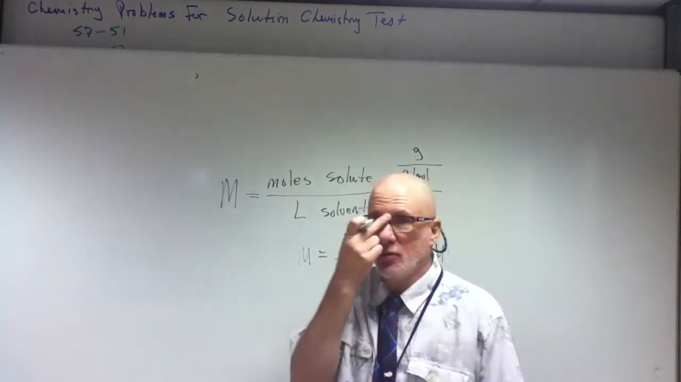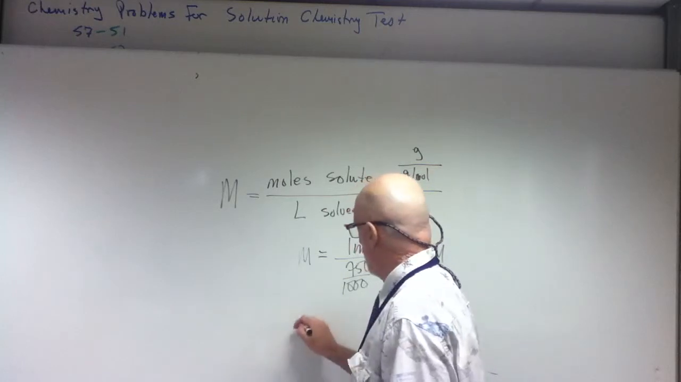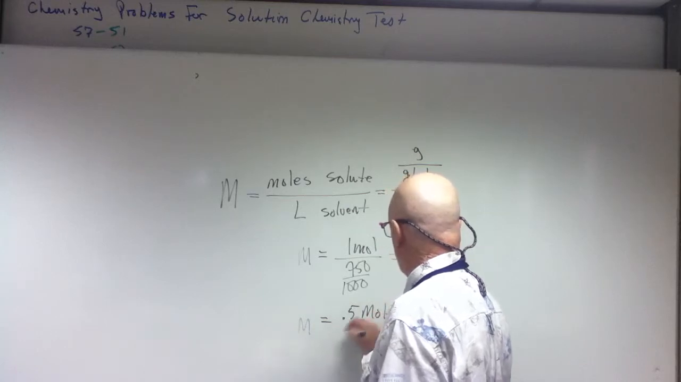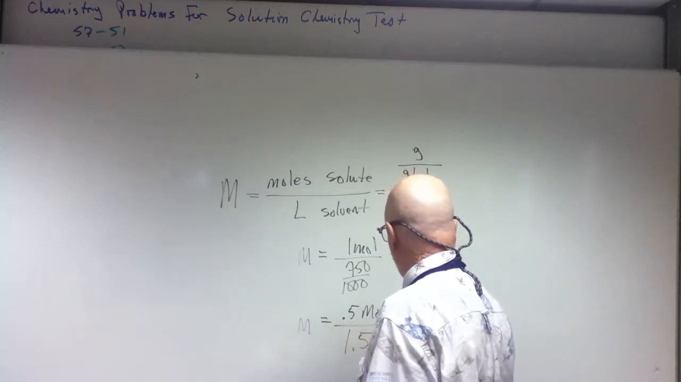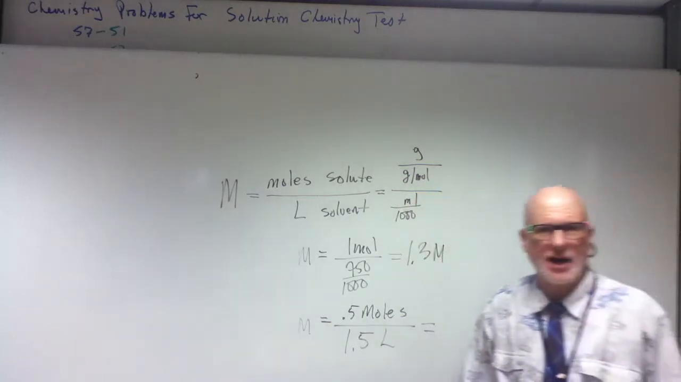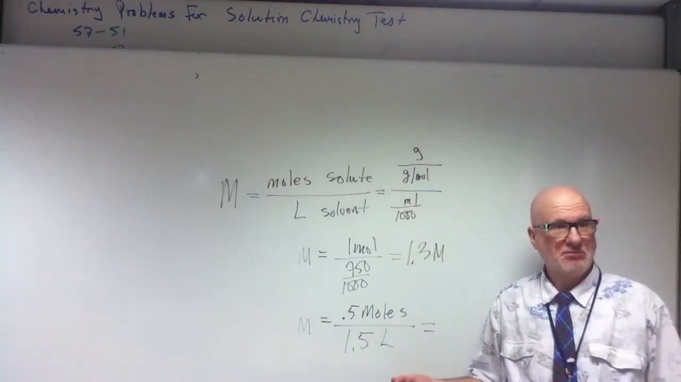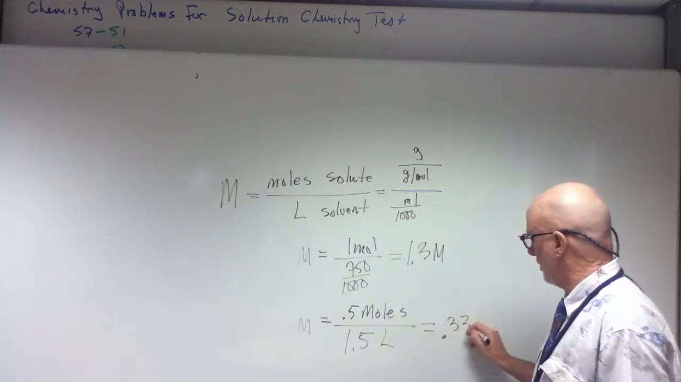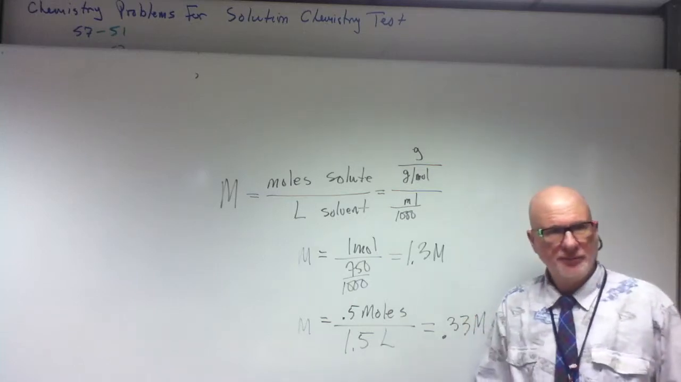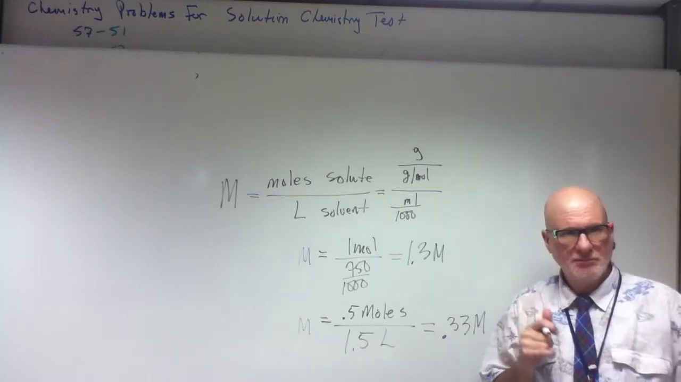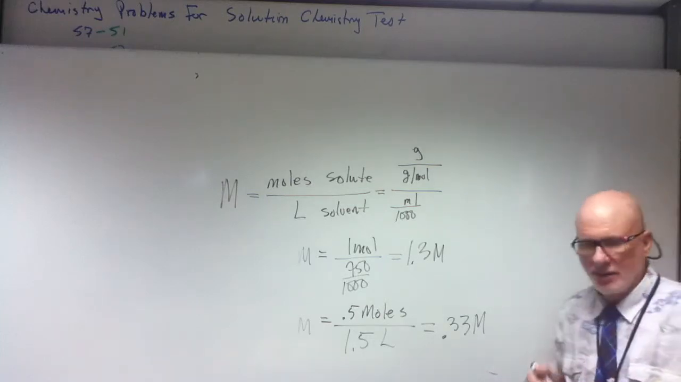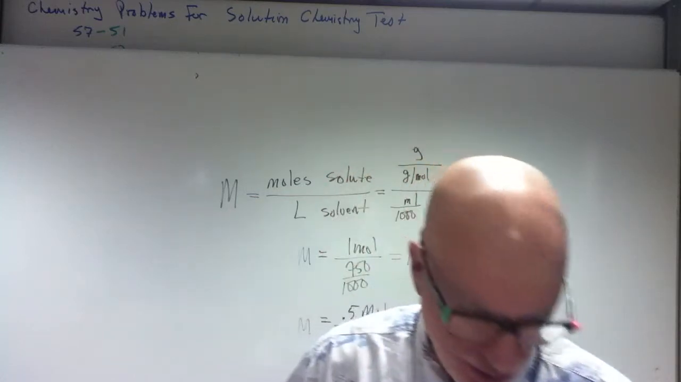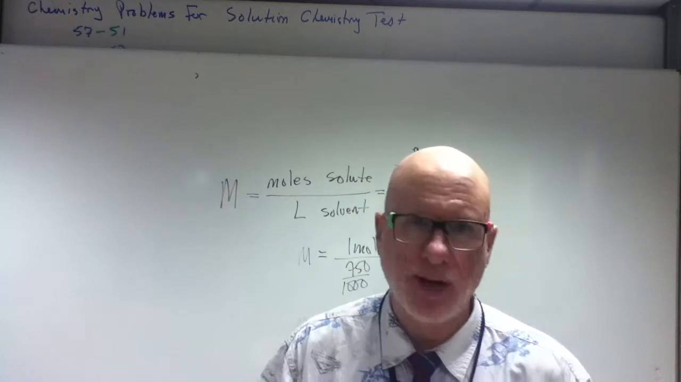And the next one says 0.5 moles over 1.5 liters. What's that going to equal? What's 0.5 divided by 1.5? 0.3, yeah, so it's going to be 0.33 molar. Clear? Easy? Is that on? Okay, good. Now, so that's number 57, okay? Yes? So we'll call that molarity.